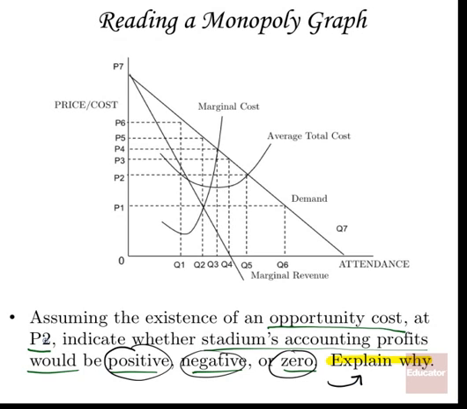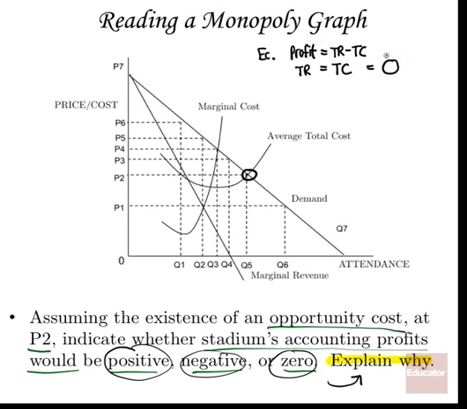So let's take a look at P2 here. P2 is a situation in which there's no economic profit, and that's what was established before. Economic profit, again, is total revenue minus total cost. We don't know the total revenue or the total cost, but we know the total revenue equals the total cost. And if that's the case, then the economic profit equals 0.